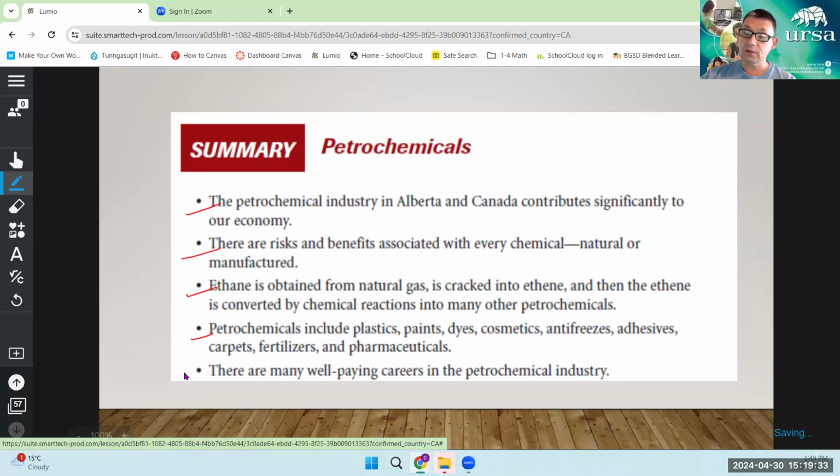And let's not fool ourselves. There are a lot of very well-paying careers in petrochemicals, and it can be a worthwhile career choice.